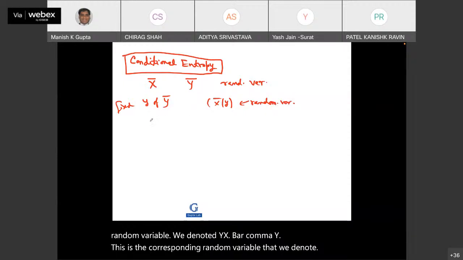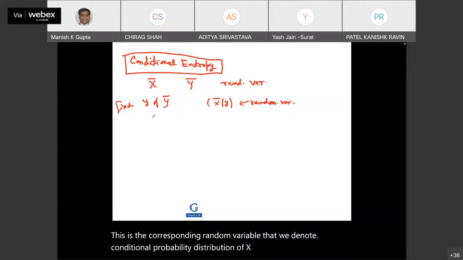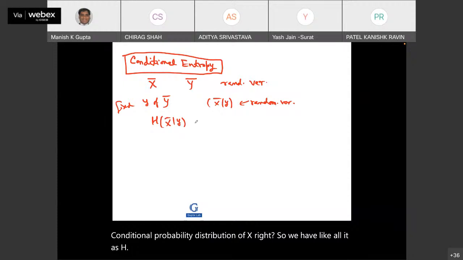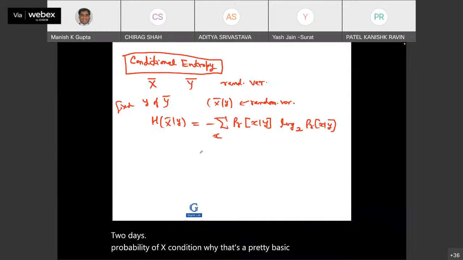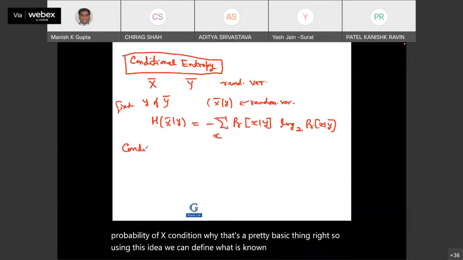Conditional probability distribution of x, right? So we have, I call it H(X|y), equal to minus the summation over x of probability of x given y, times log base 2 of probability of x given y. That's a pretty basic thing, right? So using this idea, we can define what is known as conditional entropy.